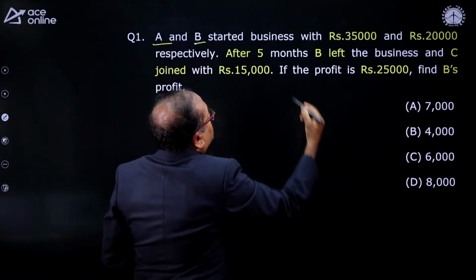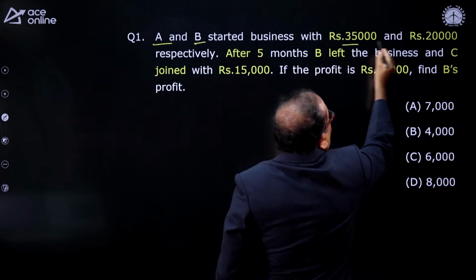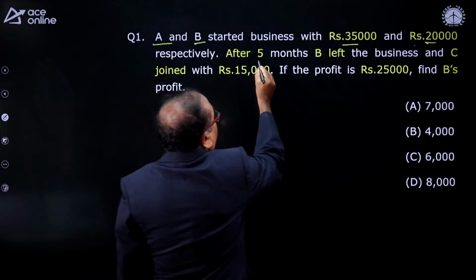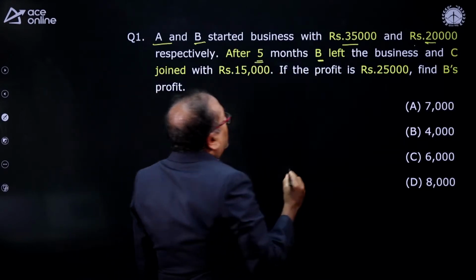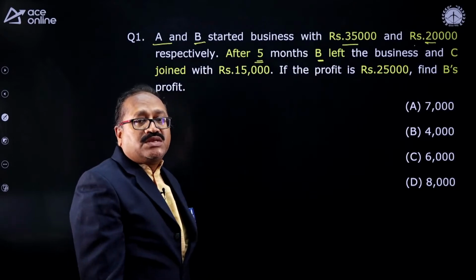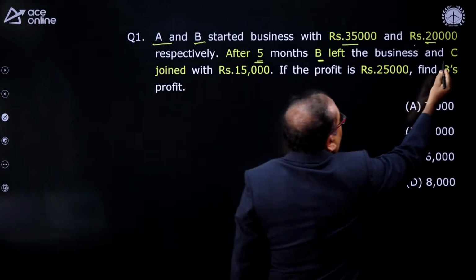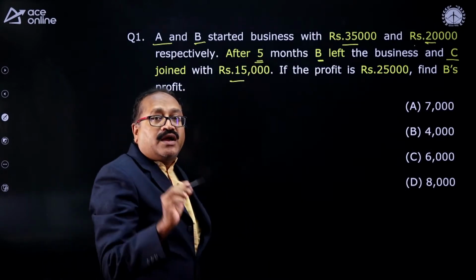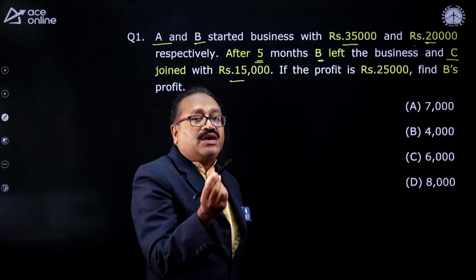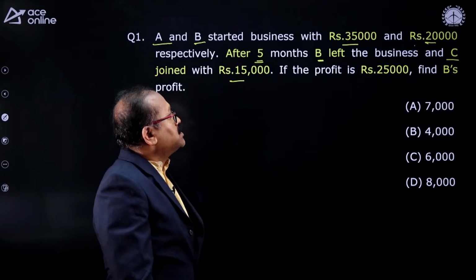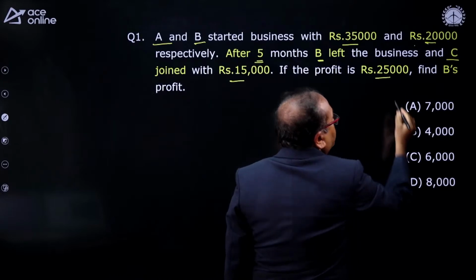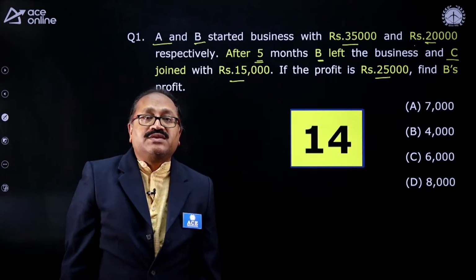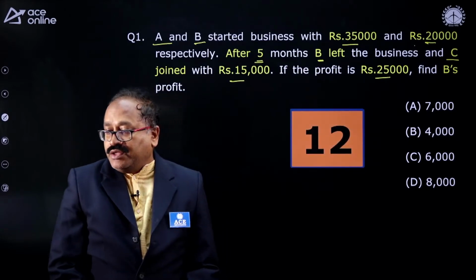A and B started business with an investment of 35,000 and 20,000 respectively. After 5 months, B left. That means B was in the business for only 5 months. And C joined with rupees 15,000. When B left, C joined with a capital of 15,000. So if the profit is 25,000, what is B's profit? So here are your 15 seconds. Think of it, my friend.